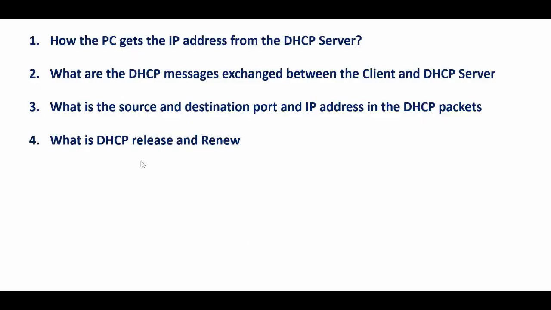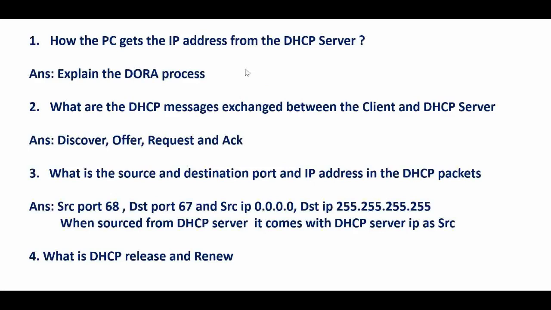So now coming back to the questions that we have seen earlier, like how the PC gets the IP address from the DHCP server. We have to explain the DORA process, that is DHCP discovery, DHCP offer, DHCP request, and DHCP acknowledgement. We call it the DORA process, just to remember the flow. And what are the DHCP messages exchanged between the client and DHCP server? These are the messages like DHCP discovery, offer, request, and ack.